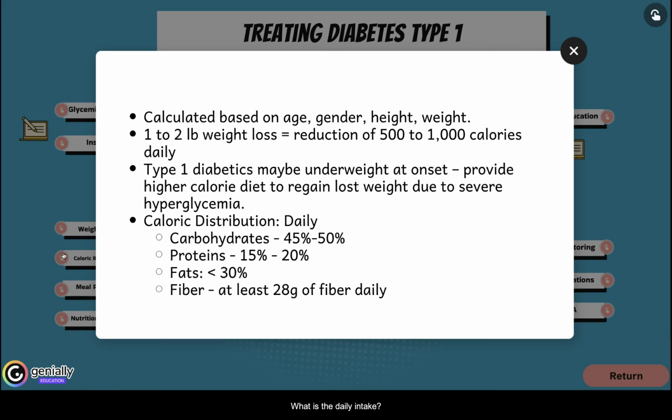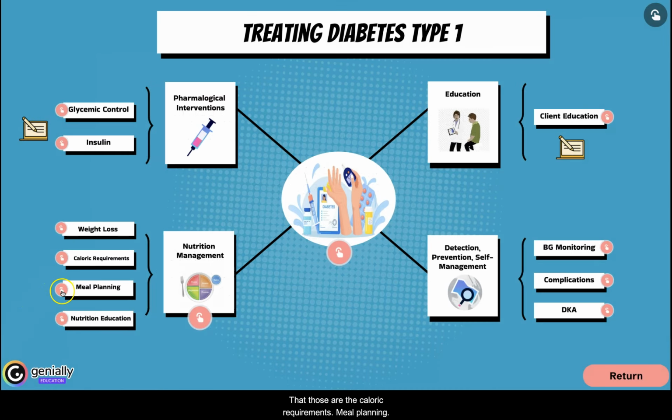What is the daily intake? Carbohydrate should be, and please remember this, 45 to 50%. Proteins, 15 to 20%. Fats, less than 30. Fiber, at least 28 grams of fiber daily. So remember those numbers: 45 to 50 for carbs, 15 to 20 for proteins, and less than 30 for fats. And we want to encourage fiber, at least 28 grams. Those are the caloric requirements.